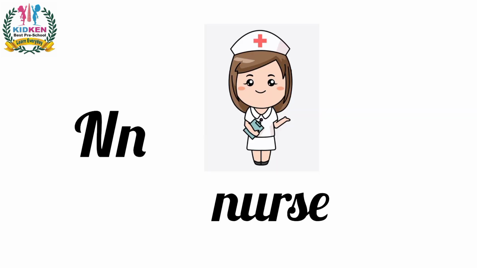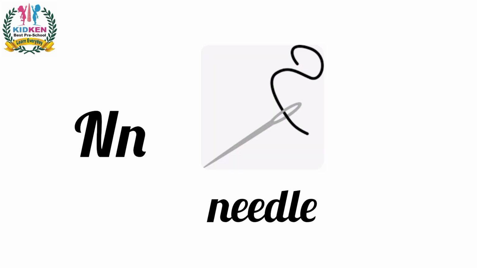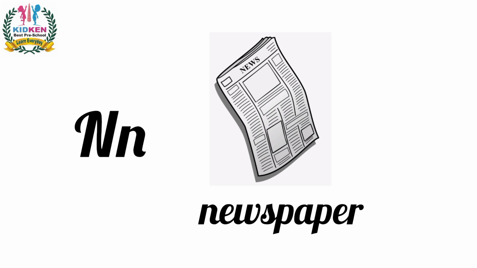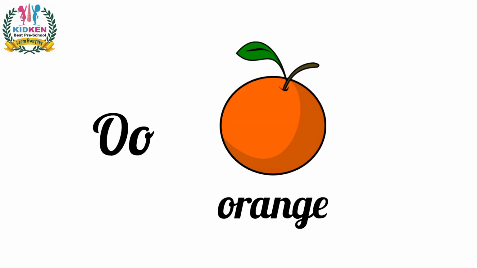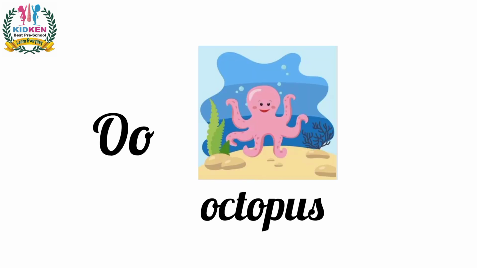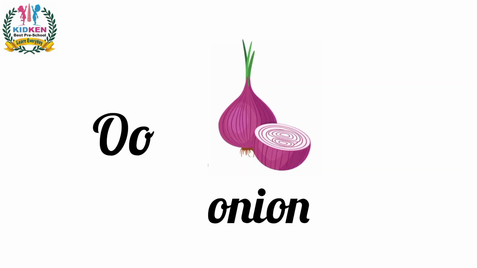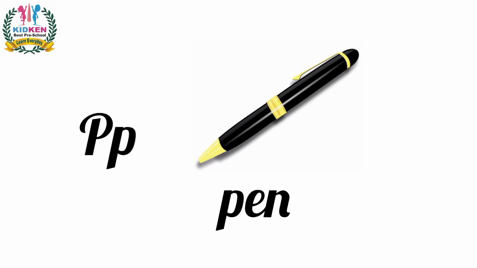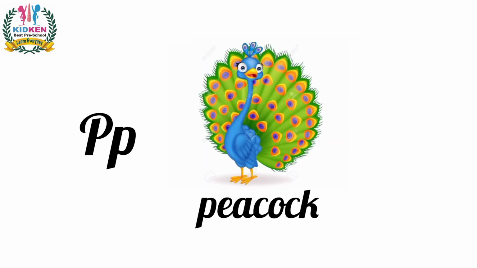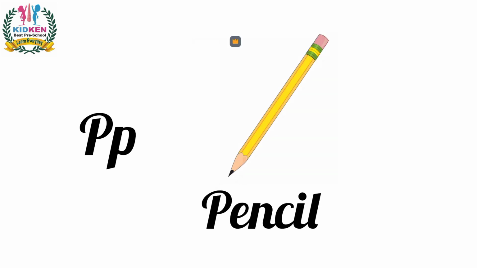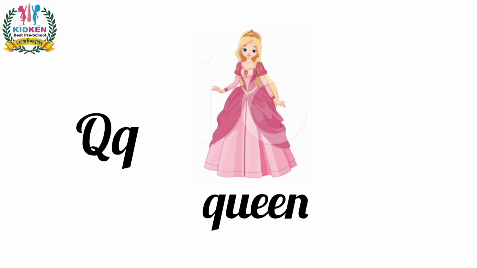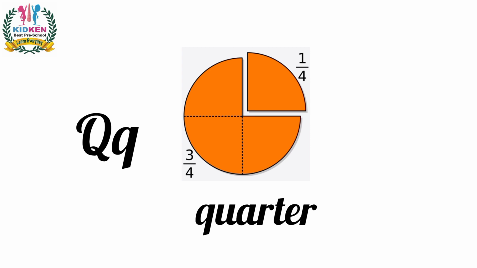M monkey. Money. Moon. Mop. N nurse. Needle. Net. Newspaper. O orange. O octopus. O onion. O owl. P pan. Peacock. Pencil. Plant.